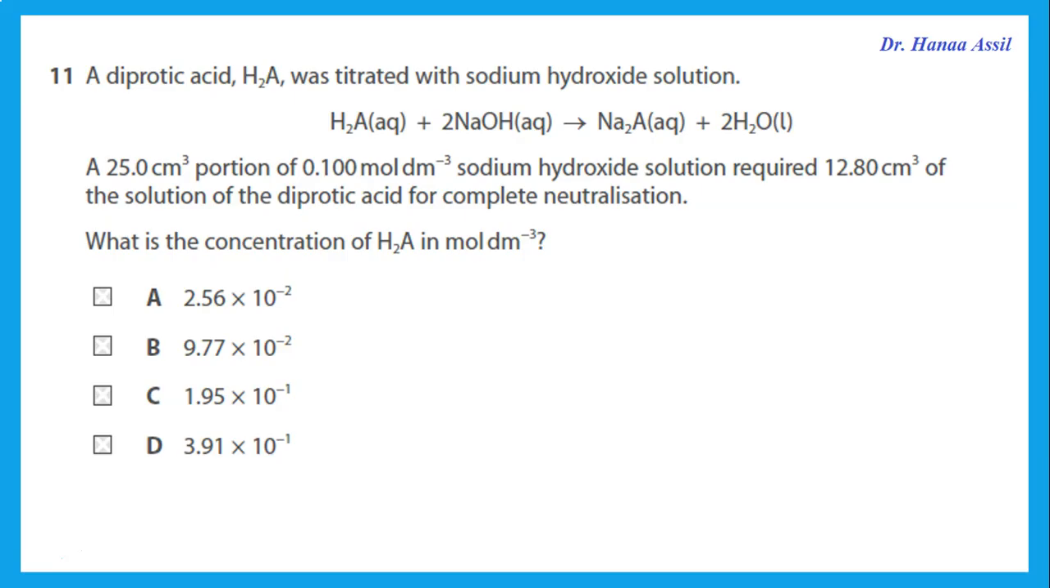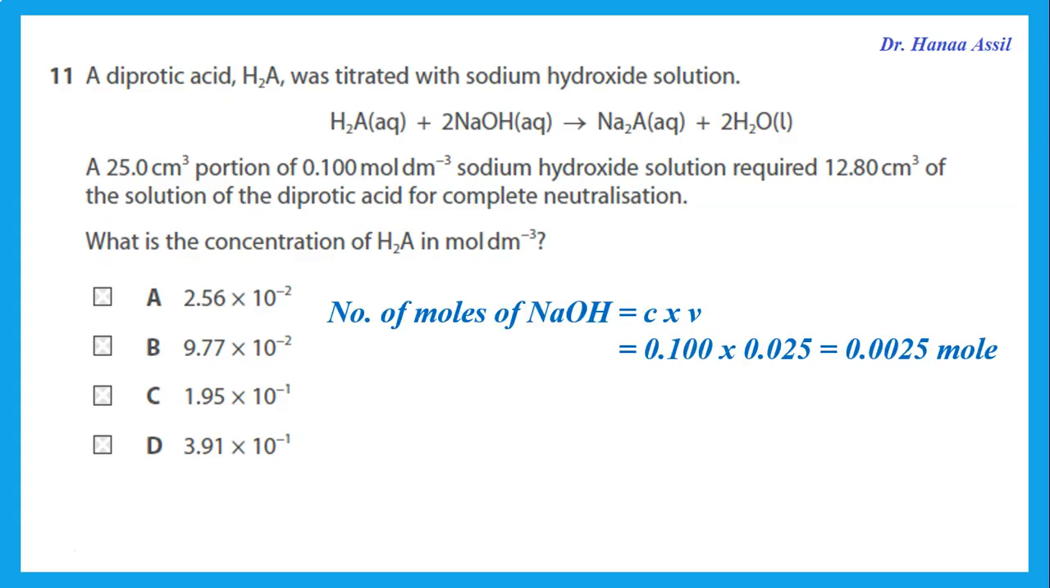A diprotic acid was titrated with sodium hydroxide solution. A 25 cm^3 portion of 0.1 mol dm^-3 sodium hydroxide solution required this amount of the solution of the acid for complete neutralization. What is the concentration of the acid? Well, let's calculate. We have volume and concentration of sodium hydroxide, so I can get the number of moles of sodium hydroxide that we used.